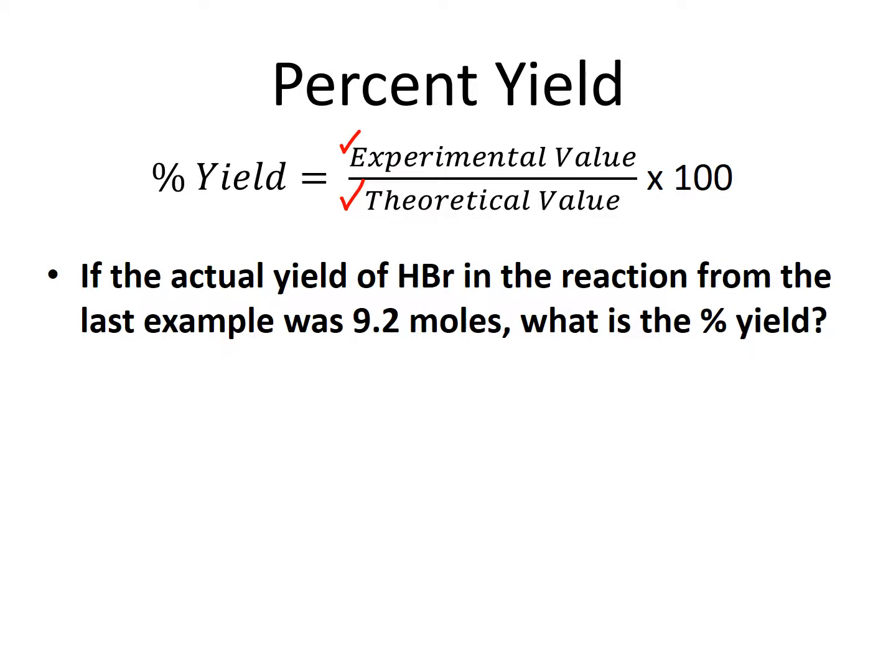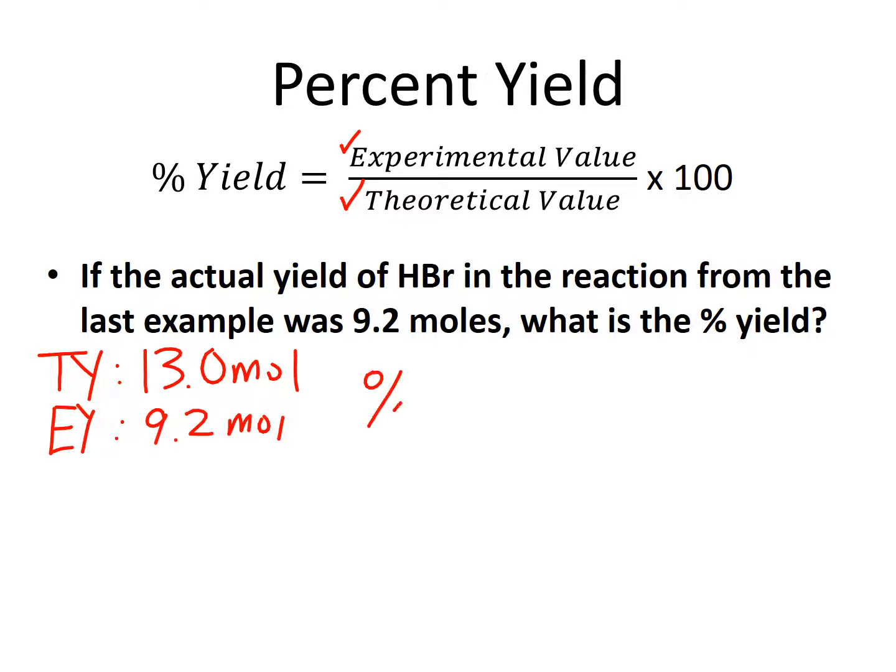So an example of using this: if the actual yield of HBr in the reaction from the last example was 9.2 moles, what's the percent yield? Well, the theoretical yield was the one that we calculated with the stoichiometry, so that is going to be 13.0 moles. Now, the experimental yield is what we actually got in the lab, which is 9.2 moles.